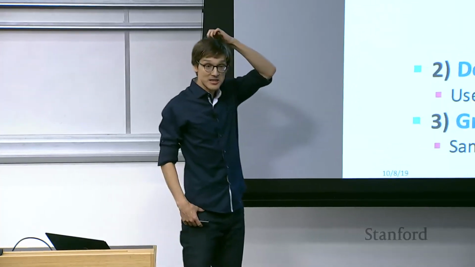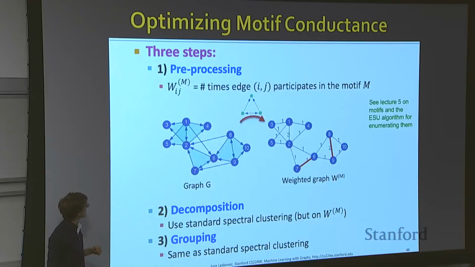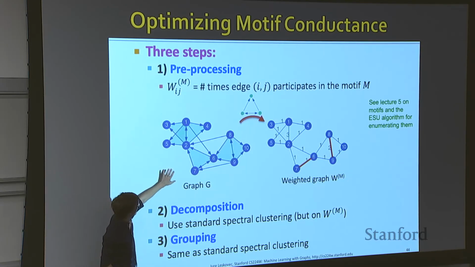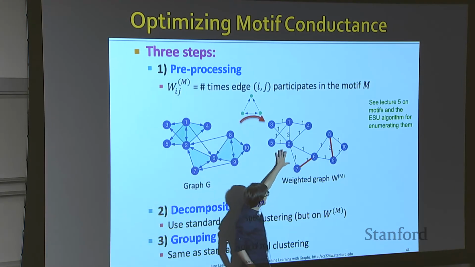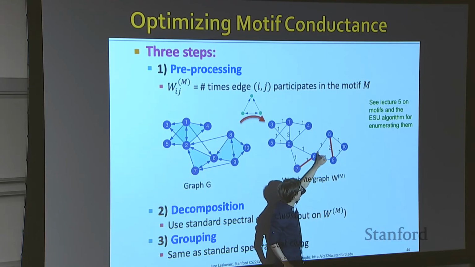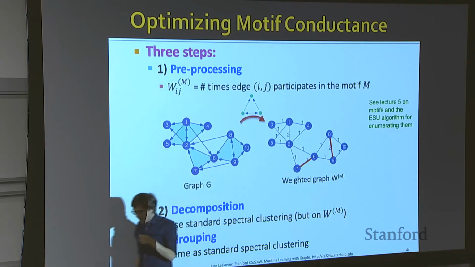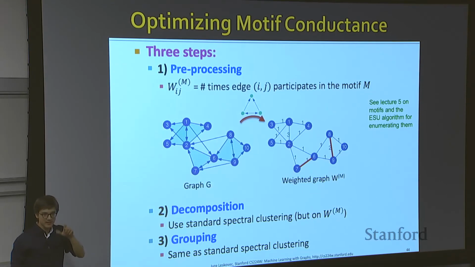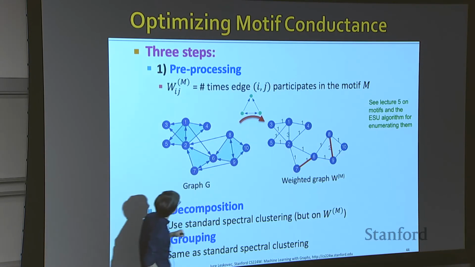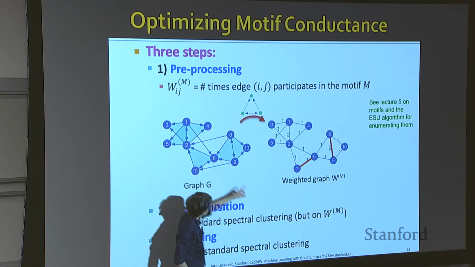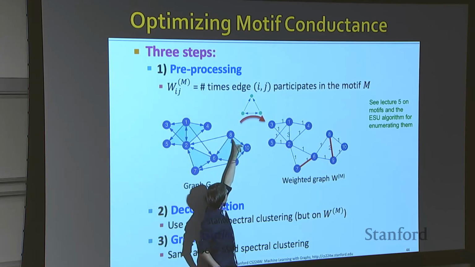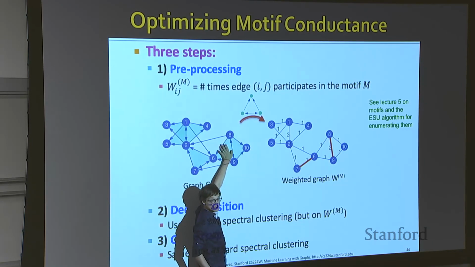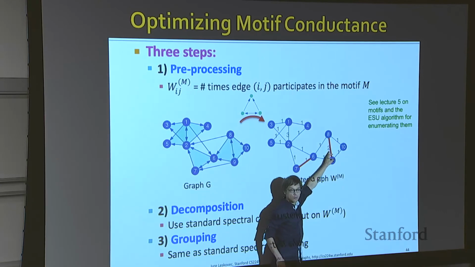So what are the 3 steps? The 3 steps are the same as for ordinary spectral clustering. We will create this graph W. The way we will create the graph W is the following. If I have a graph G and a motif of interest, then I will create an undirected graph where the weight of every edge will be the number of motifs that this edge participates in. So for example, this edge here between 6 and 7 has a value 1 because it participates in one instance of the motif. Edge 8, 9 participates in 2 instances of the motif, so it has the value 2.